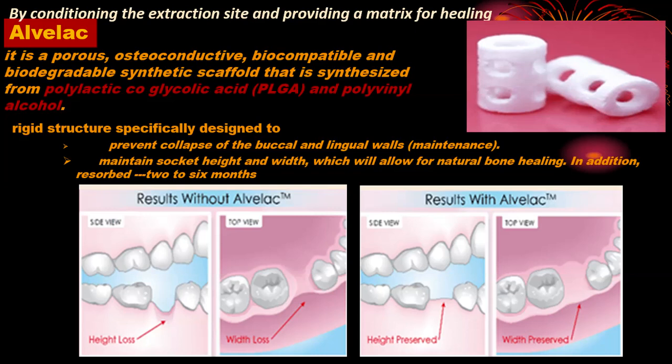We can also condition the extraction site with a material called Alivac. It is a porous, osteoconductive, biocompatible and biodegradable synthetic scaffold synthesized from polylactic-co-glycolic acid and polyvinyl alcohol. This material is designed to prevent collapse of the buccal and lingual walls and maintain socket height and width, which allows for natural bone healing, so we prevent height loss or width loss after extraction.